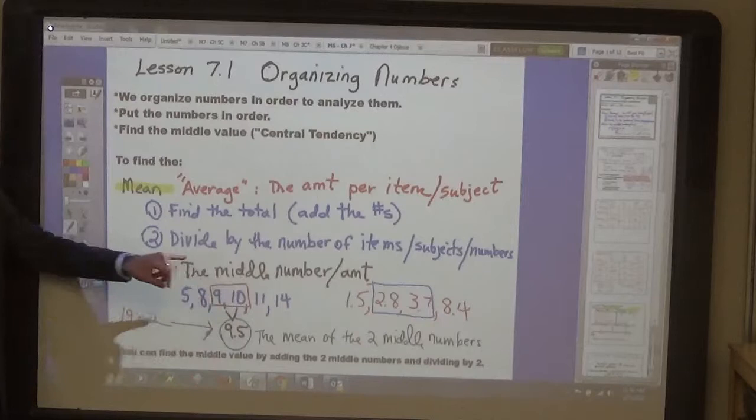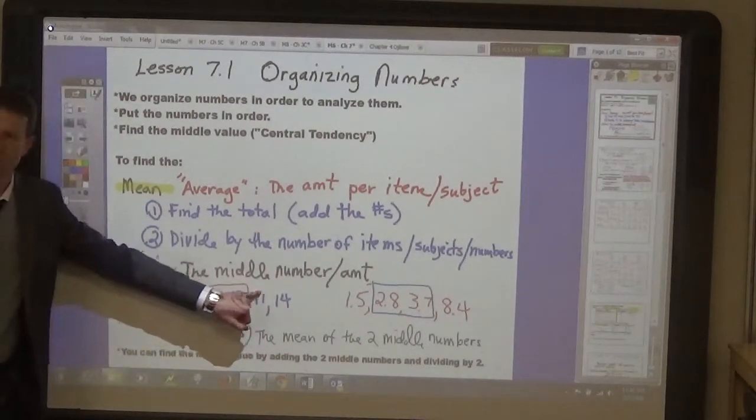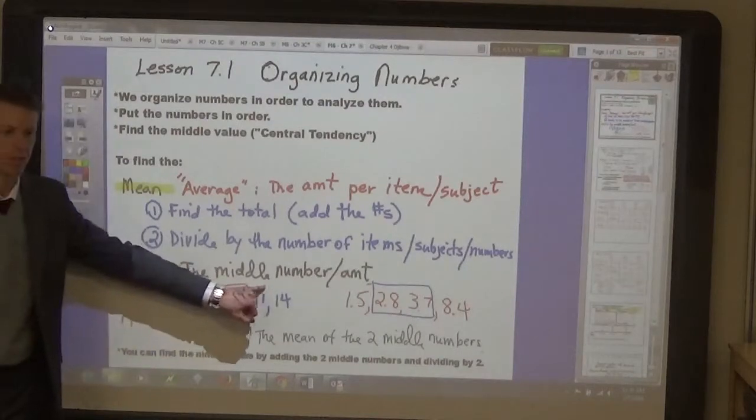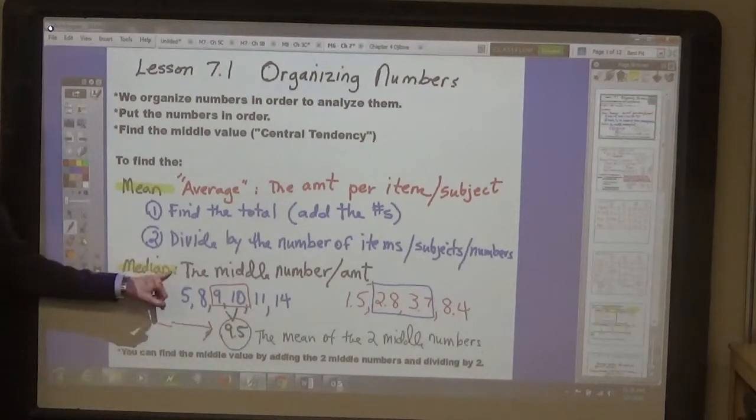So that would be the what of this data set? What would we call that number? The middle value. What do we call that? The median. That would be the median.